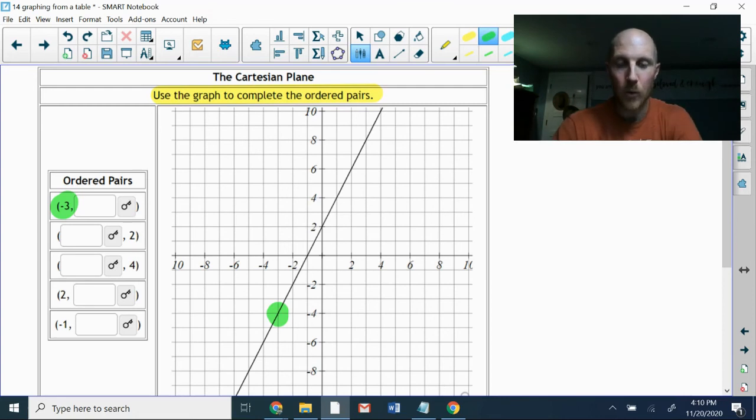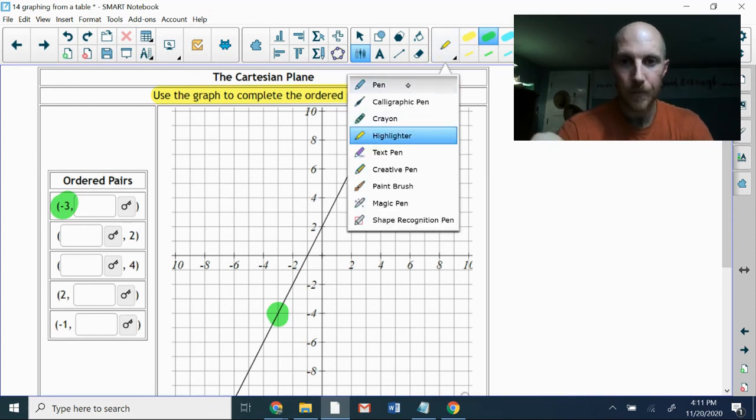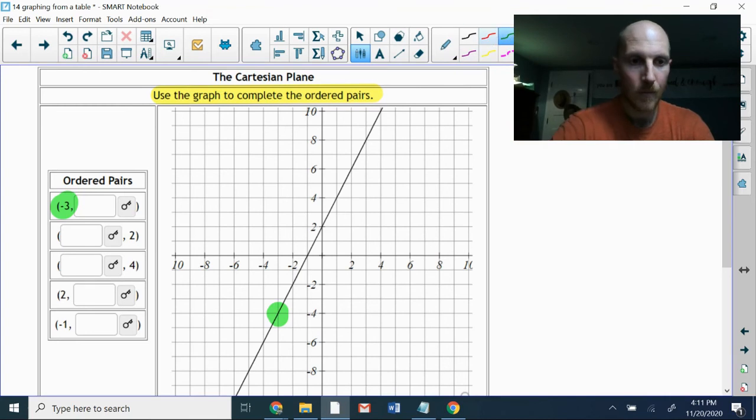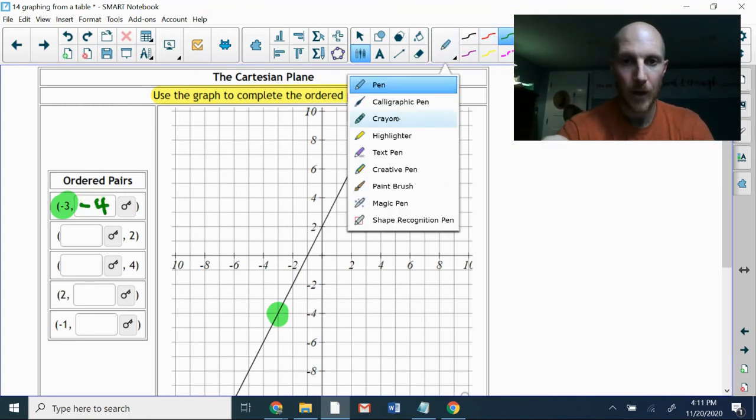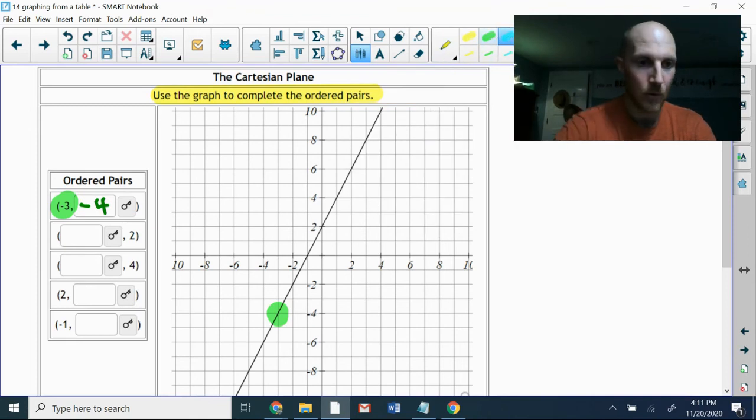I need to find the y coordinate of that point. So the x coordinate of -3, go down to where the line is, and then I can read across what is the y value right there. So that's at -4. Okay, the next, I'll do in blue.